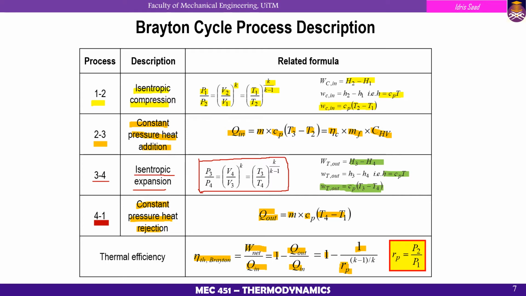So now we are using Rp. In the previous chapter, we used Rv, which means compression ratio. Rp means pressure ratio, where it is defined as Rp equal to P2 over P1. So now for the Brayton cycle, we will use Rp in our equation. So basically this is equal to 1 over Rp because this is P1 over P2. Okay, so Rp basically, please remember, is P2 over P1.